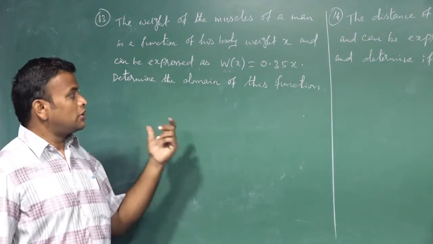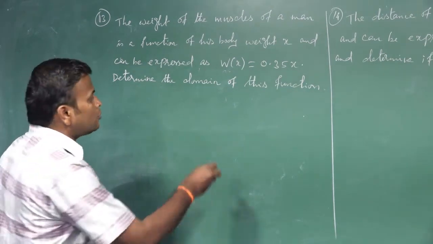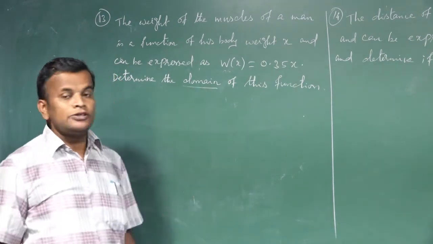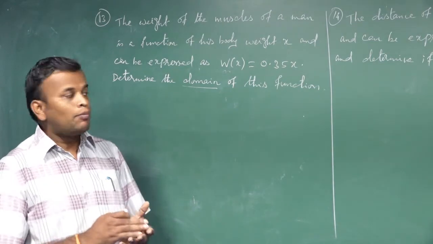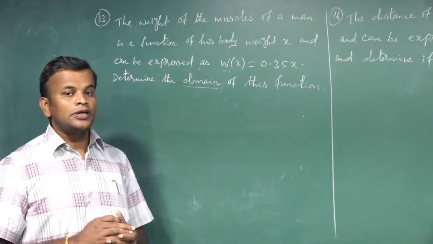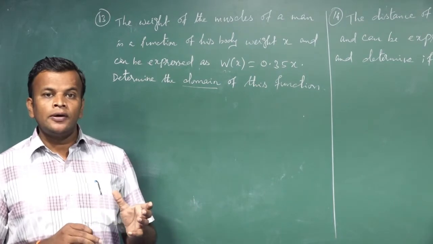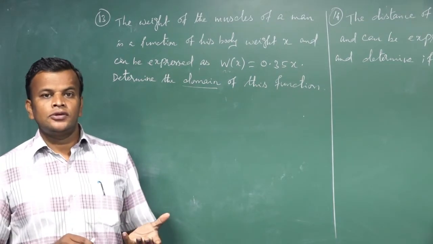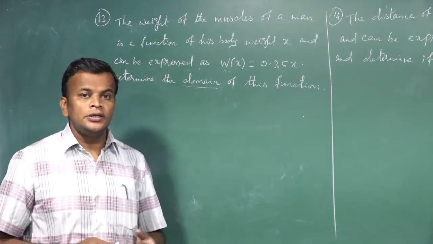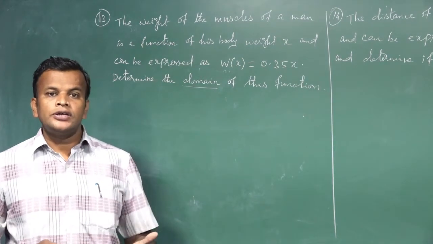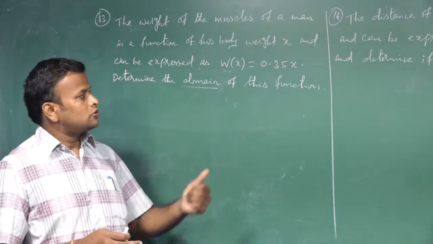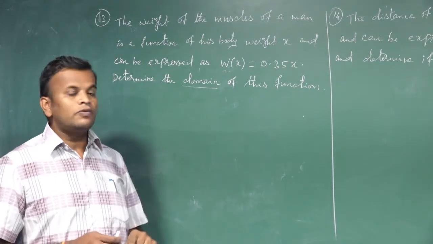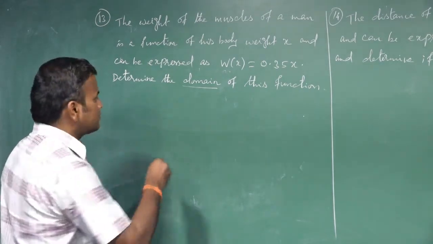Domain. We already explained how to find the domain. We put some values of x, and it has some value. But here it involves body weight. Weight is only positive, not negative. What is the weight of your body? It may be 30 kg or 40 kg or 50 kg. It's not minus 10 kg or minus 20 kg. So here W is a real valued function, but x is restricted to positive values.